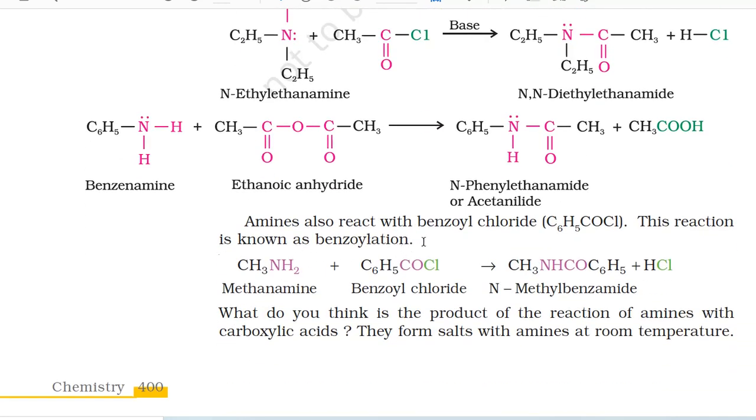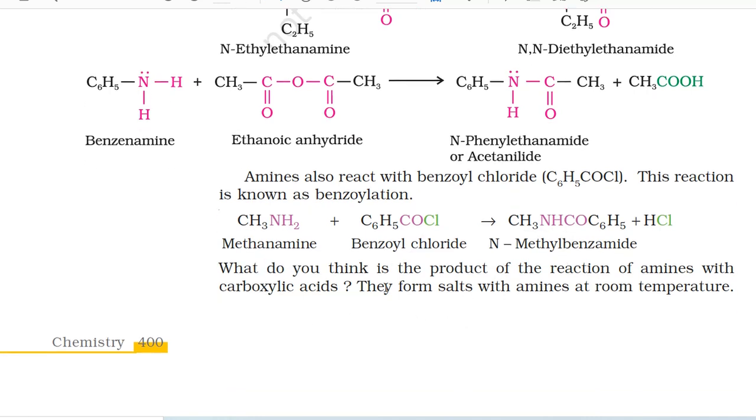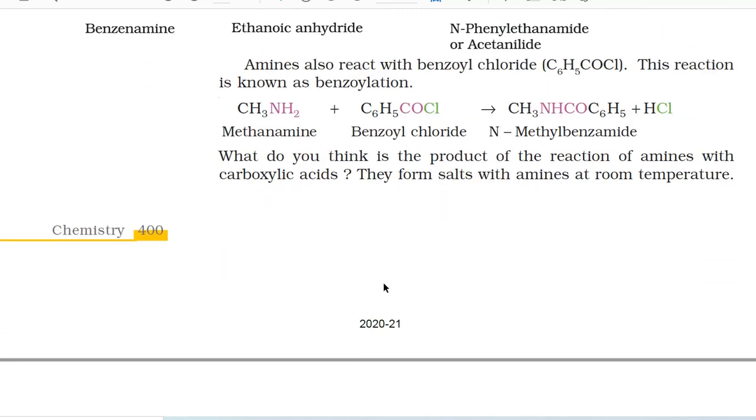Amines also react with benzoyl chloride (C6H5COCl). This reaction is known as benzoylation. CH3NH2, this is methanamine, plus C6H5COCl, this is benzoyl chloride, will form CH3NHCOC6H5, this is N-methylbenzamide, plus HCl. What do you think is the product of the reaction of amines with carboxylic acids? They form salts with amines at room temperature.